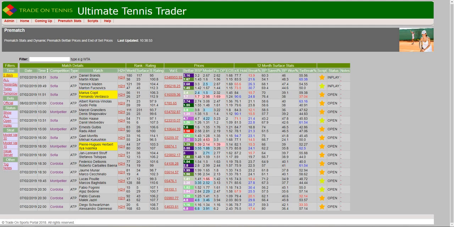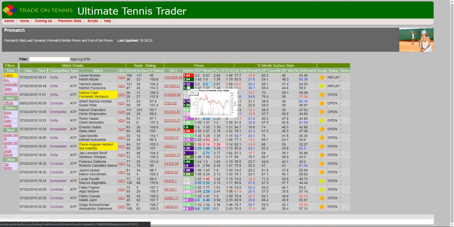If we move over to the next columns, which is the 12-month surface stats, we've got the unique Trade on Tennis calculated expected hold. Now this is my calculation as to how a player is going to hold on the surface. If he's highlighted in red, they haven't got a very good serve. I'm expecting a few breaks.